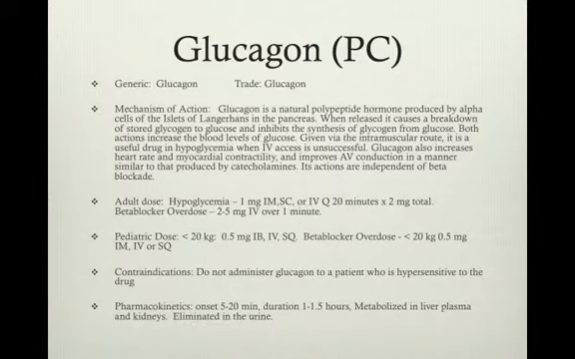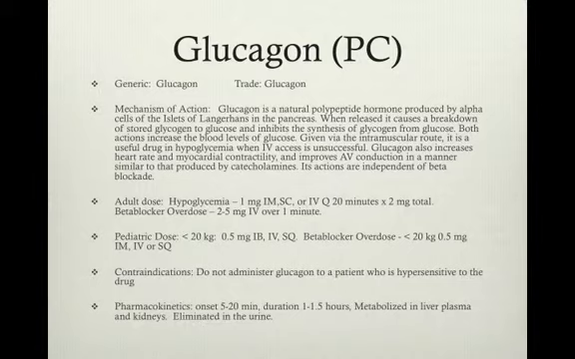Glucagon also increases the heart rate and myocardial contractile force and improves AV conduction in a manner similar to that produced by catecholamines. Its actions are independent of the beta blockade. So we also use this for beta blocker overdose as well. Adult dosing for hypoglycemia would be 1 milligram intramuscular, subcutaneous, or IV every 20 minutes for a total of 2 milligrams, and for beta blocker overdose 2 to 5 milligrams IV over 1 minute.